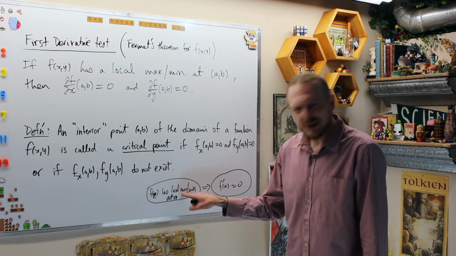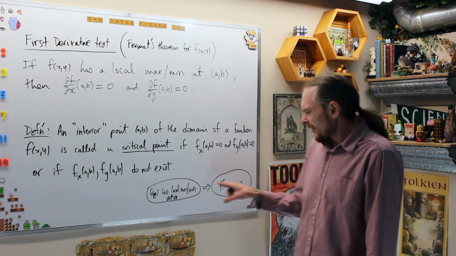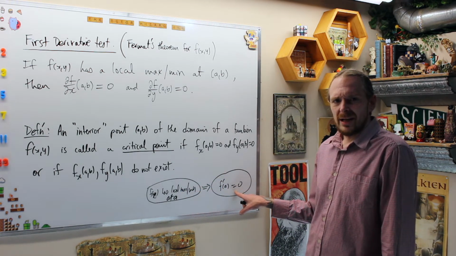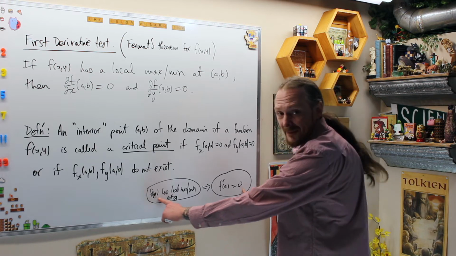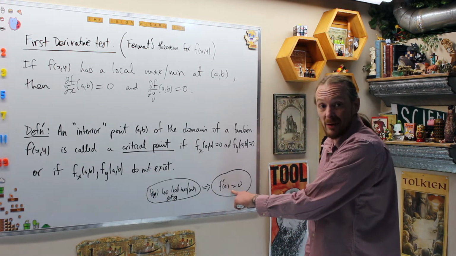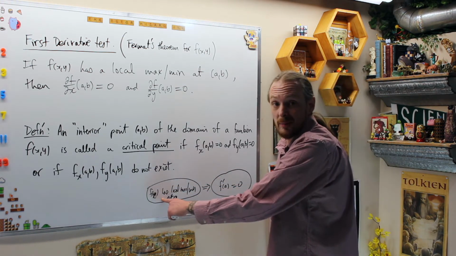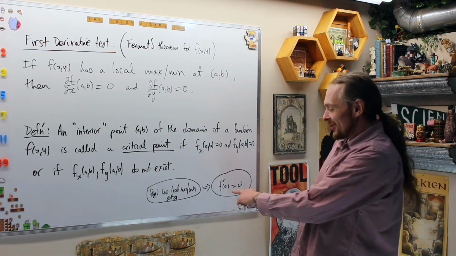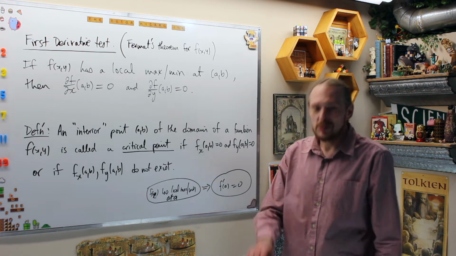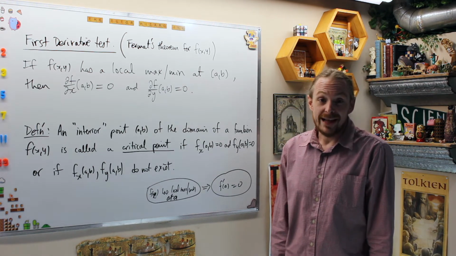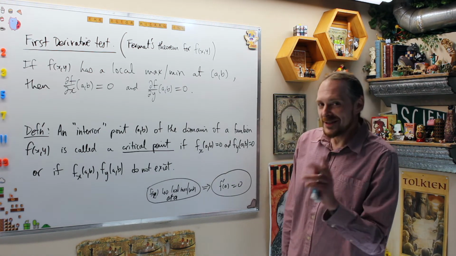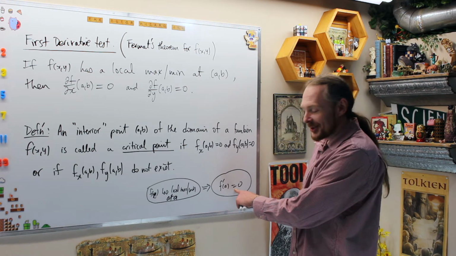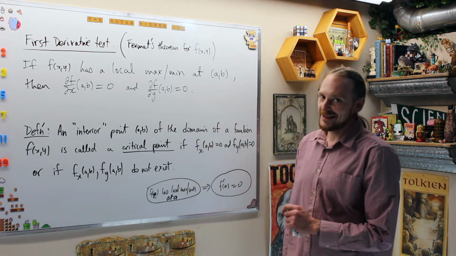But if you are not a local max min, your derivative will never be 0. And if I take the contrapositive of that, it says if the derivative is not 0, then you will not be a local max min. So the contrapositive tells me if the derivative is not 0, you never hope to have a local max min for your function there. But the converse is false. So just because your derivative is 0 doesn't mean you have a local max min there.